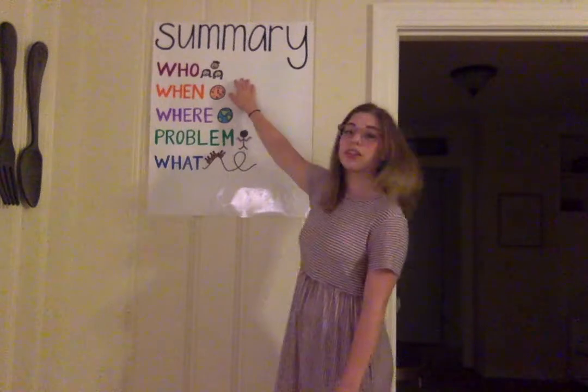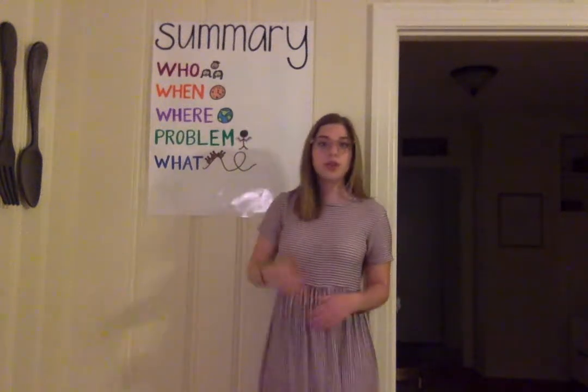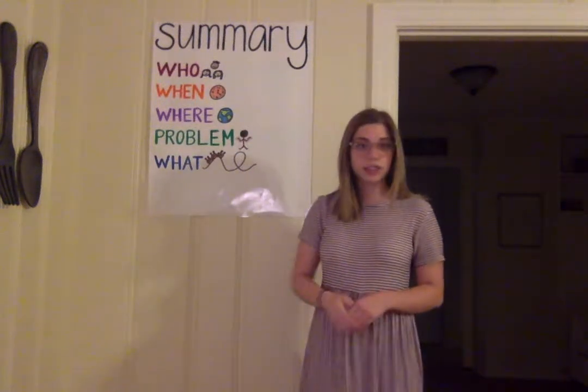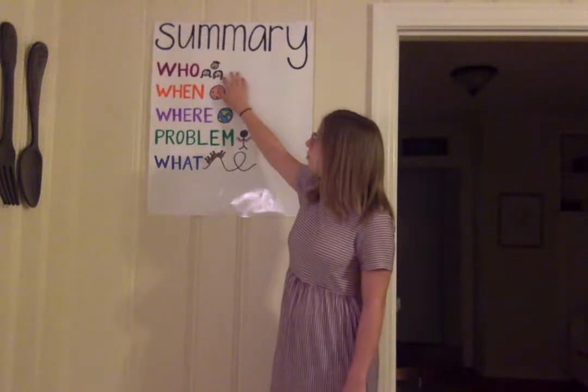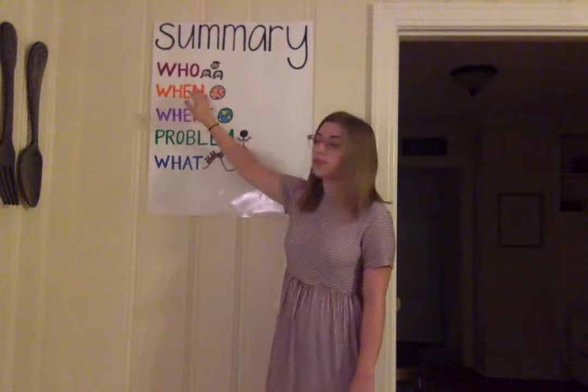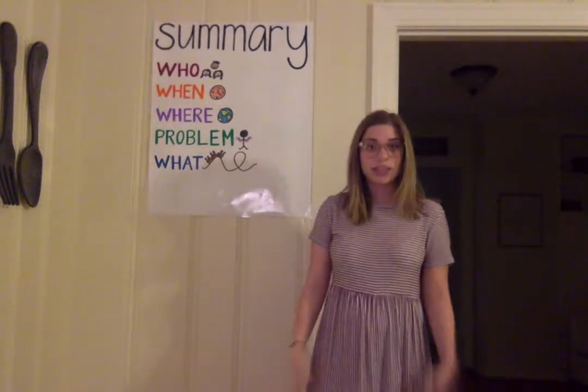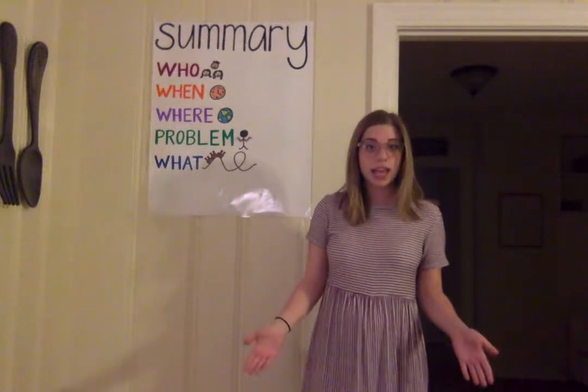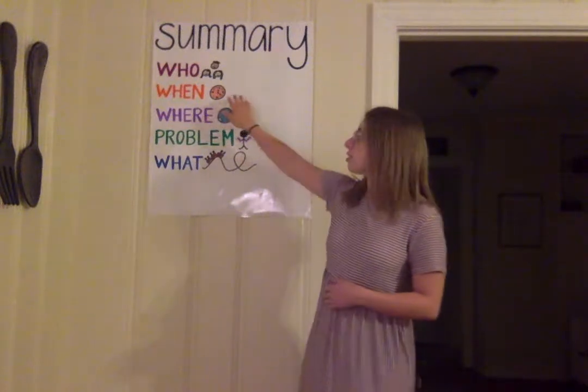The first one is the who of the story. So that's who is the story about? Who are the main characters? So there's a few people drawn up here to help you remember that. The next is the when of the story, and that's when the story took place. When in time, when during the day, just when it happened. So that's why there's a clock.